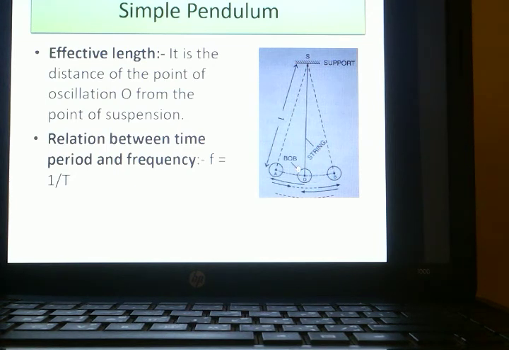Relation between f and T, or frequency and time period. Frequency and time period have an inverse relation. Means what? If frequency increases, time period decreases, or if time period increases, frequency decreases, and vice versa.